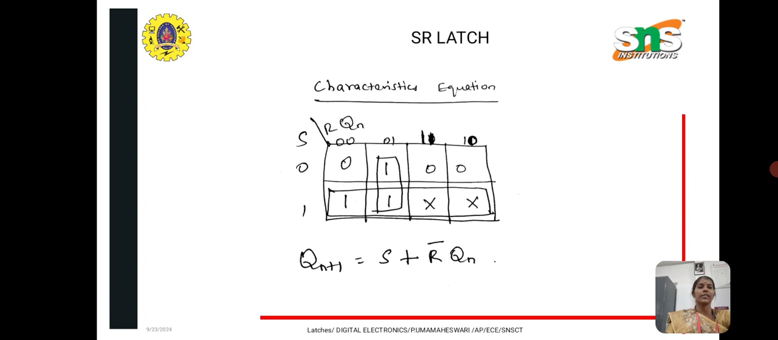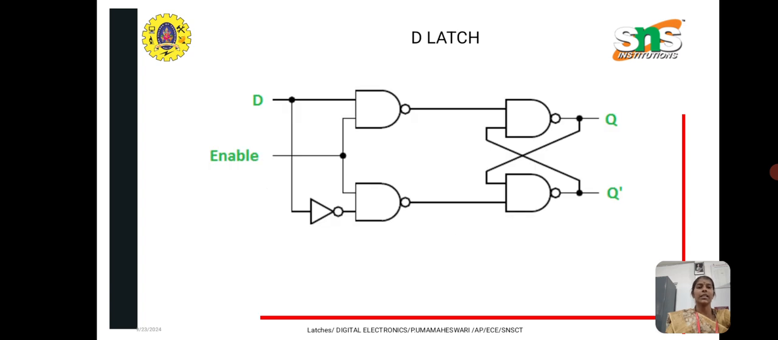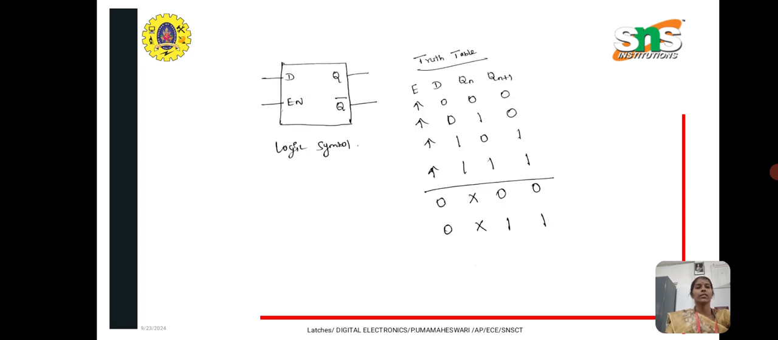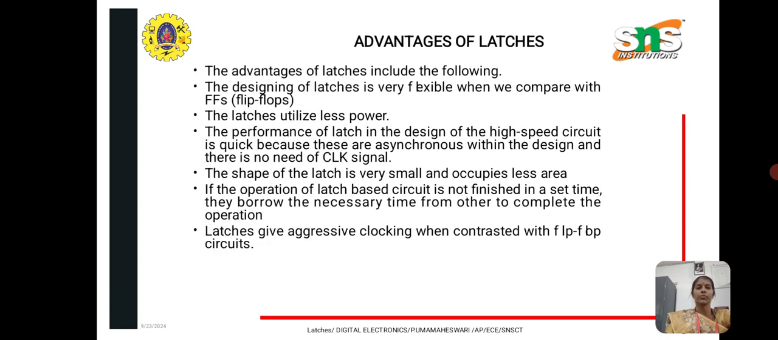In the case of SR latches, the characteristic equation is obtained by applying the Karnaugh map. So Qn plus 1 is equal to S plus R dash Qn. Then the excitation table is given for Qn plus 1, S and R. For the D latch, we give the enable as an input along with D, the delay input. The truth table for this logic symbol, the characteristic equation and the excitation table are also shown here. For the D latch, Qn plus 1 is equal to D.